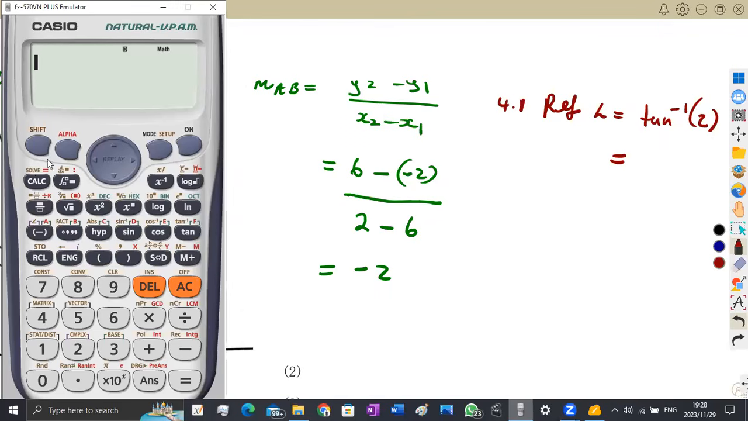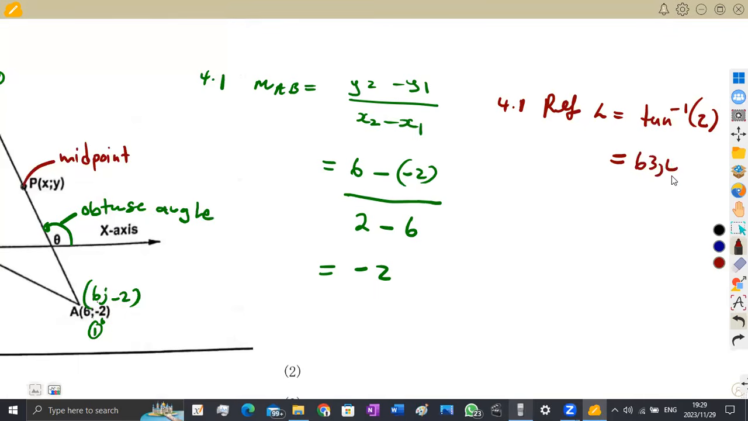Okay, so it's arctan, which is shift tan 2 like this. Okay, so this is going to give us the reference angle, which is the acute angle of 63.43 and so forth. So you can just round off to 3 decimal places. So fix this to 3. It's going to be 63.435. So this is 63.435 degrees. That's your reference angle, this one.